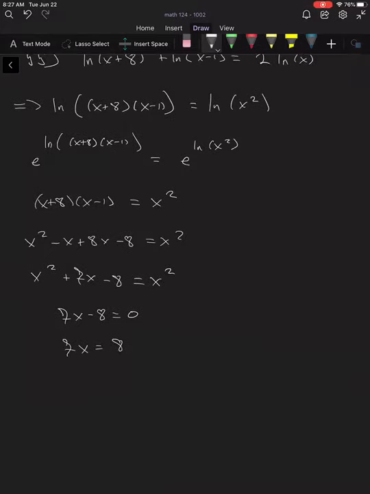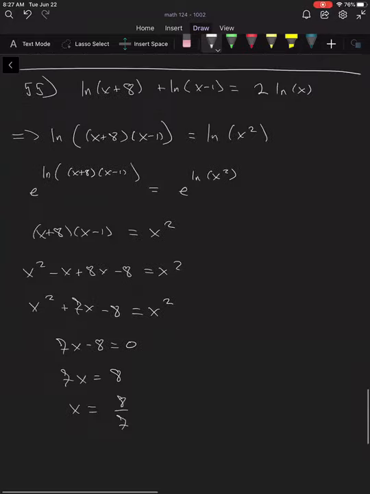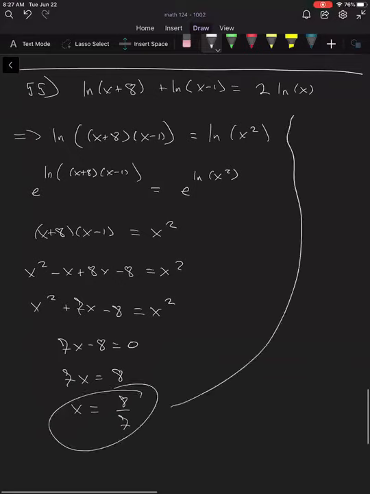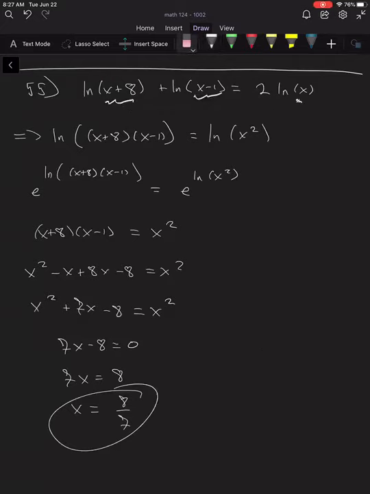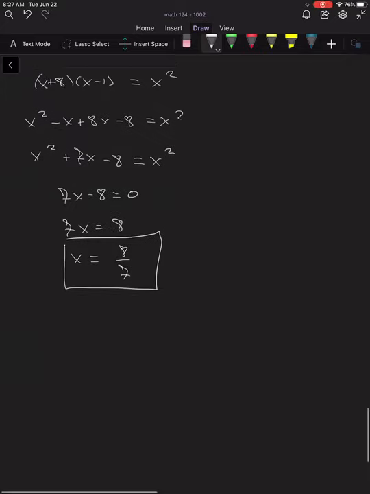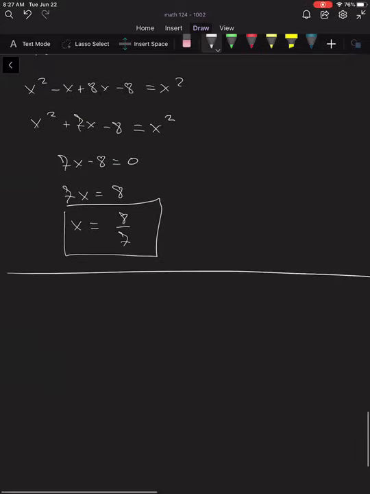We can divide by the 7. X is equal to 8 over 7. So again, you need to plug this in here, here, and here, and make sure we don't get a negative number. However, if you plug in 8 over 7, this number will be positive, this number would be positive, and that number would also be positive, so we're okay. So x equals 8/7 is going to be our answer. All right, so that takes care of that section. Let's do the last one, section 5.6.